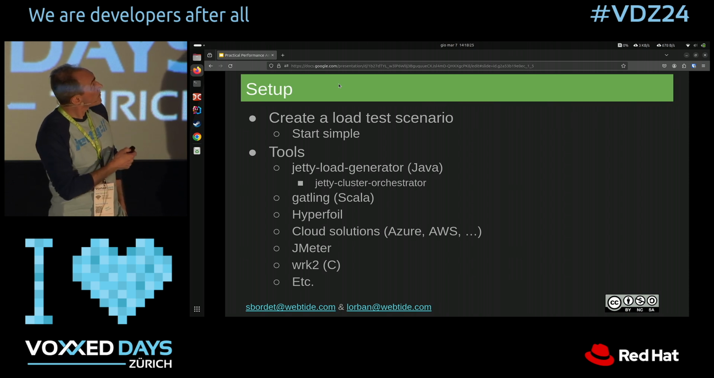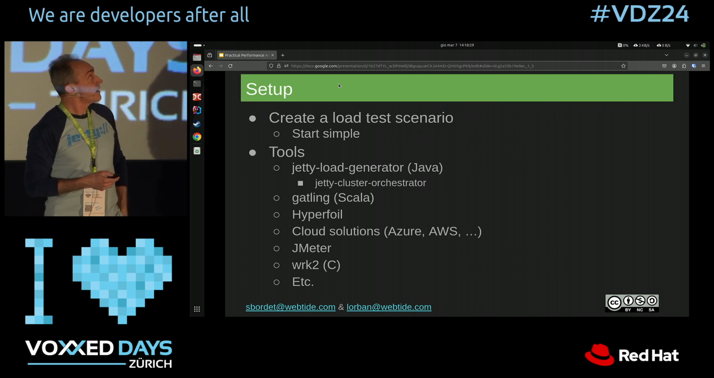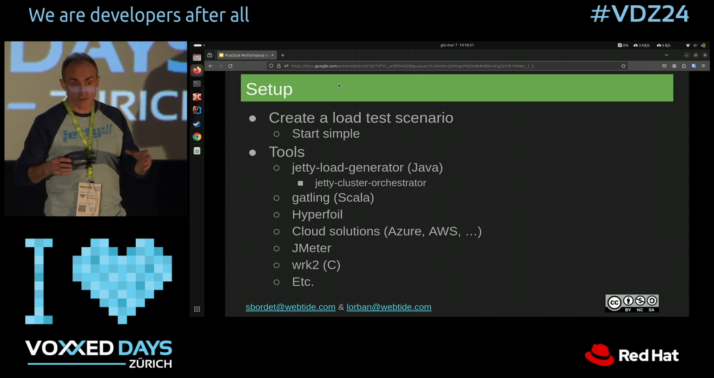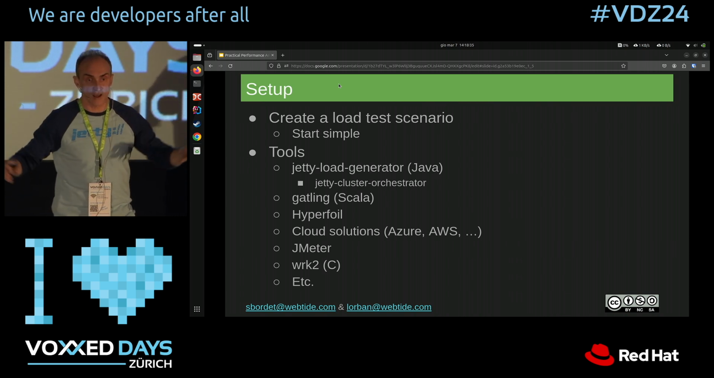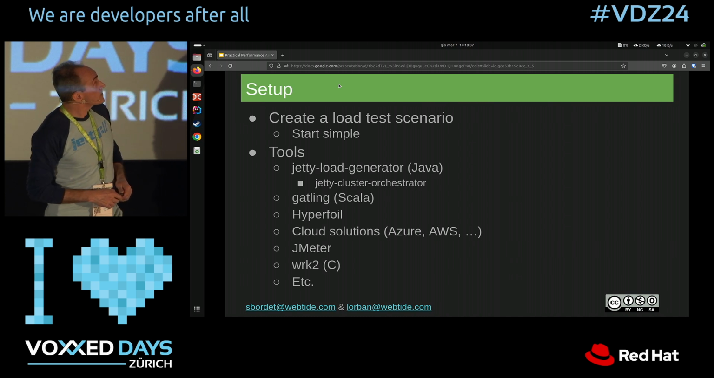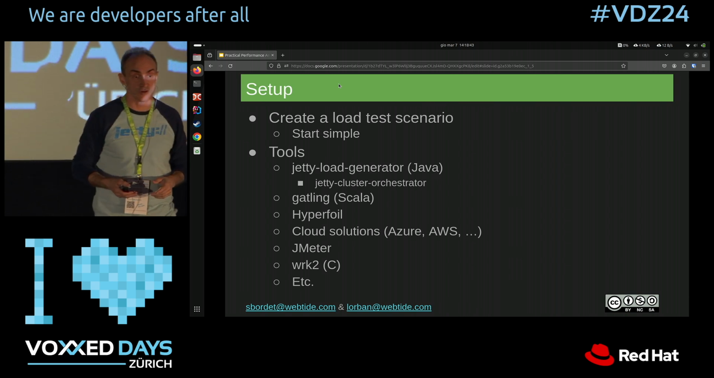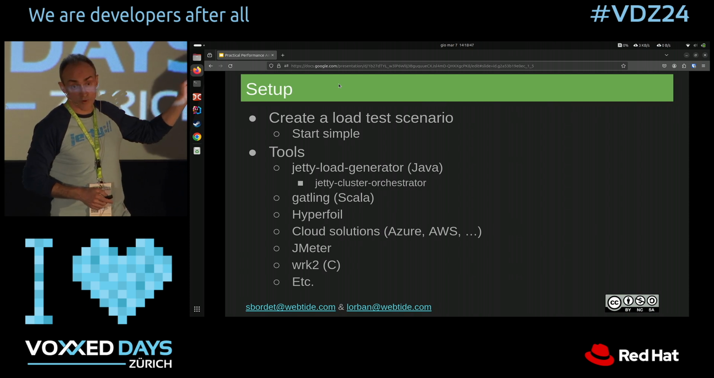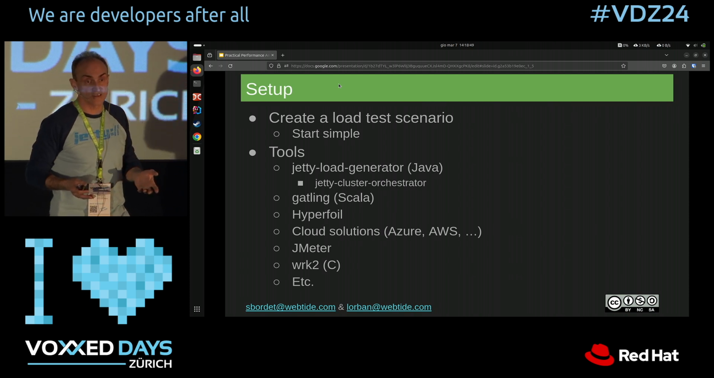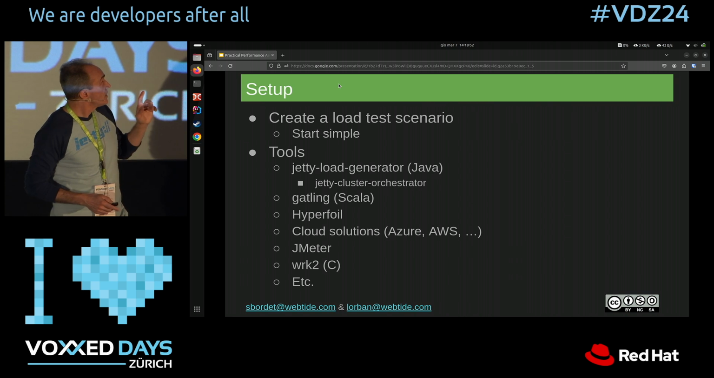We used a project that we built internally called the Jetty Load Generator. It's clustered, so it can deploy a server and all the clients and the probe. But there are other solutions like Gatling, which is written in Scala, or Hyperfoil, which is a solution from Red Hat. Other cloud providers also provide their own load testing solutions that you can possibly use.